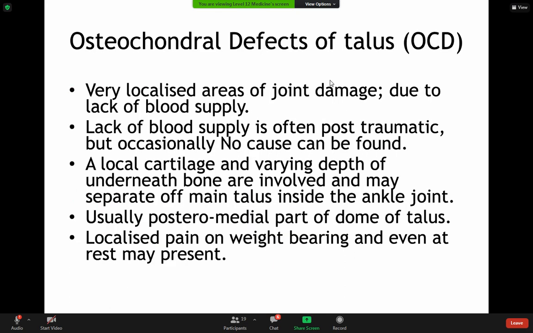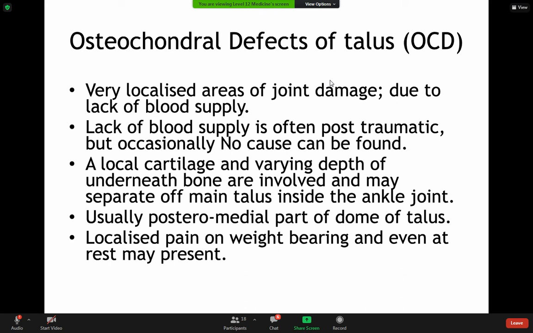Okay, so then moving on now to osteochondral defects of the talus. Osteochondral defects are abbreviated as OCD. They are very localized areas of joint damage due to lack of blood supply. Lack of blood supply is often post-traumatic, but occasionally there is no cause that can be found. A local cartilage and varying depth of underneath bone are involved and may separate off the main talus inside the ankle joint.